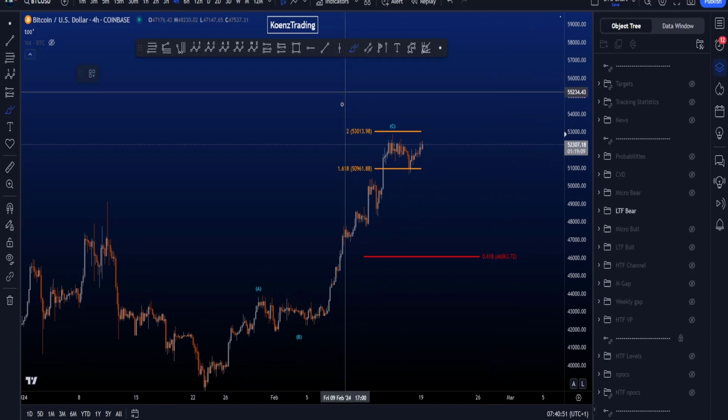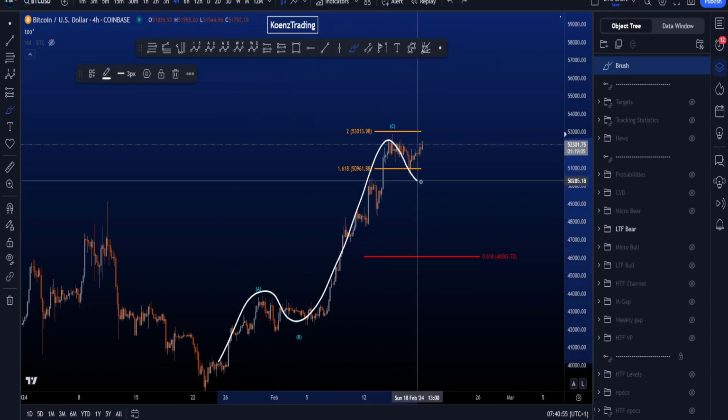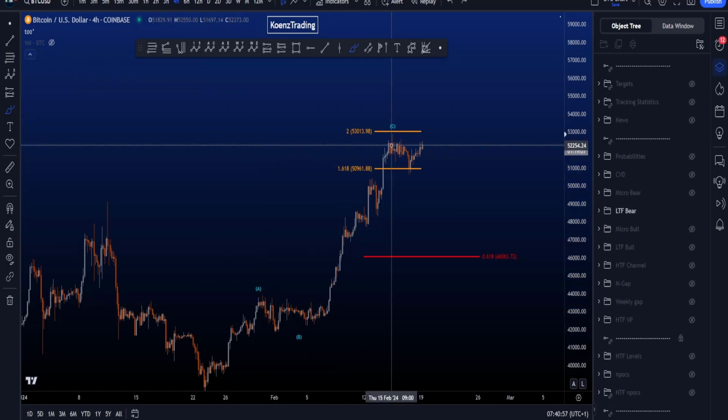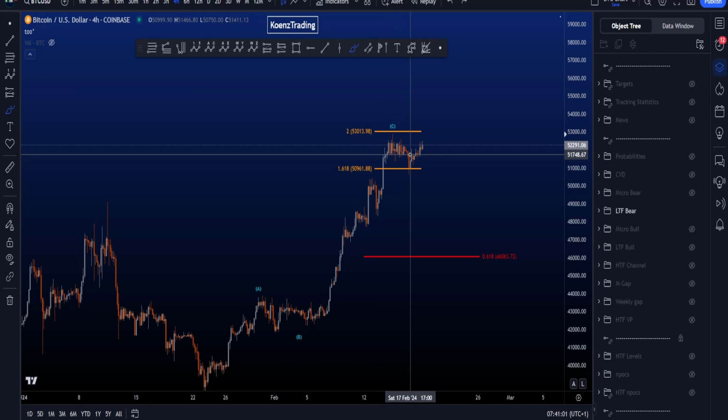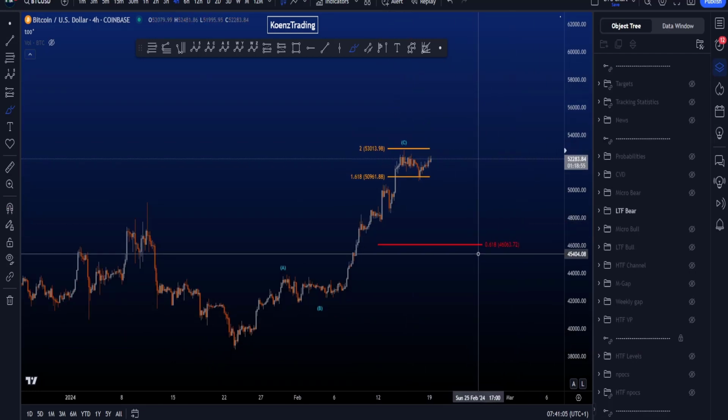As price is ranging above the 1.618, it does increase the probabilities for an impulsive structure compared to an ABC. However, we know from experience a wave C can be very long and even extend to higher prices, and therefore we cannot forget about this ABC.